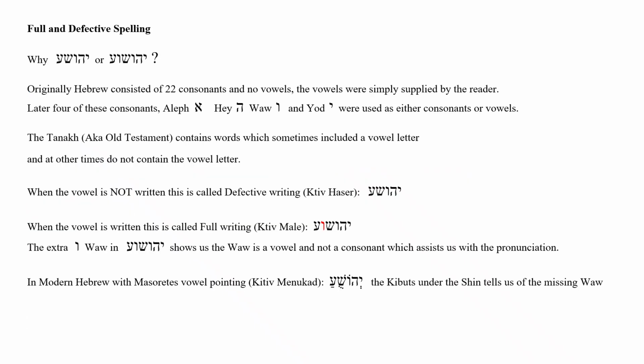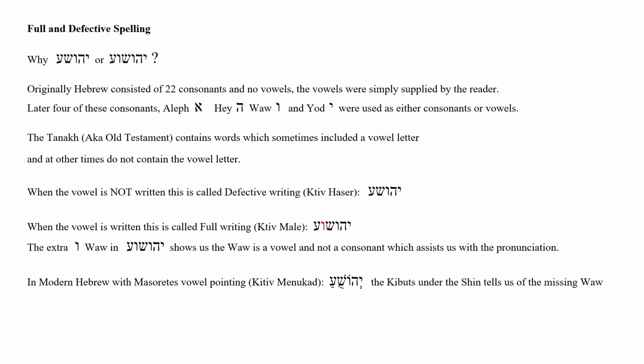Why two spellings? Originally, Hebrew consisted of 22 consonants and no vowels. The vowels were simply supplied by the reader. Later, 4 of these consonants, Aleph, He, Wa, and Yod, were used as either consonants or vowels. The Tanakh contains words which sometimes include a vowel letter and other times do not. When the vowel is not written, this is called defective writing, Ketiv Haser. When the vowel is written, this is called full writing, Ketiv Malay.